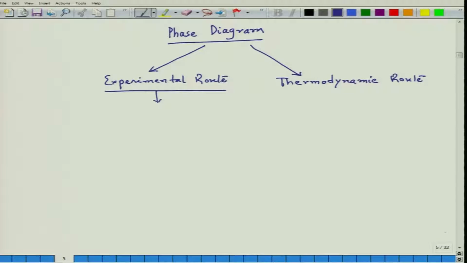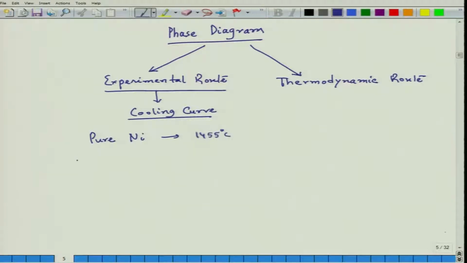Now, when we do the experimental route, the first thing that comes into our mind is the cooling curve. And let us talk a little on cooling curve. Let us say we have taken a pure metal, let us say pure nickel, whose melting point is 1455 degrees Celsius.